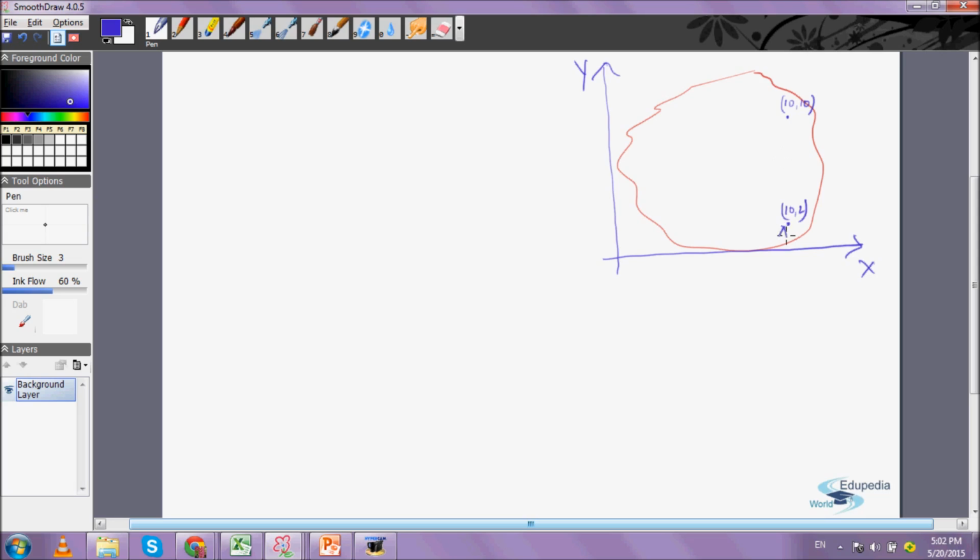Let me call this A, this B. The third one is say 8, 6. I think it will go a little above here, 8, 6. Let me call this C. And finally we have, let's say, 12, 5, somewhere here. Let me call this D. This is at 12, 5.